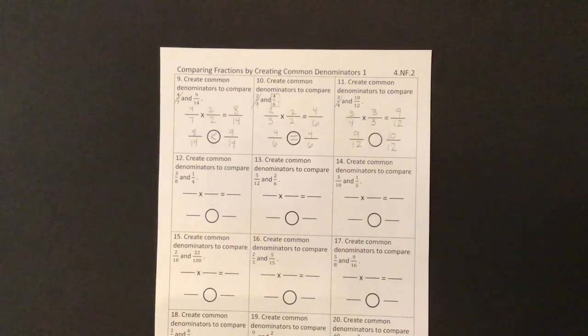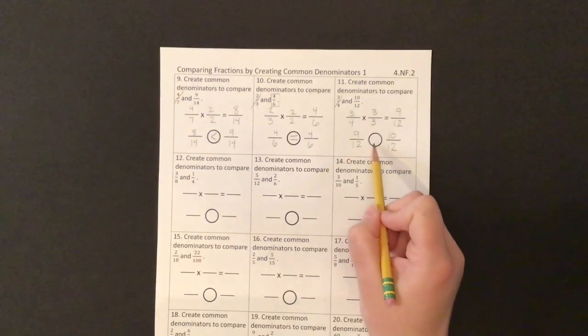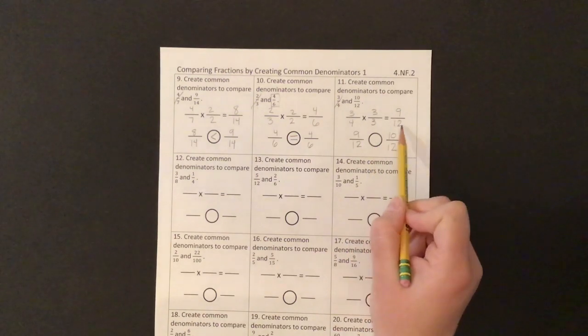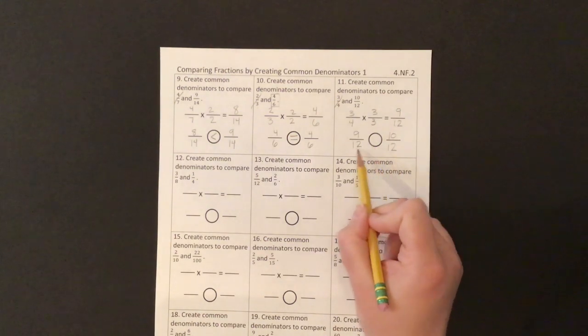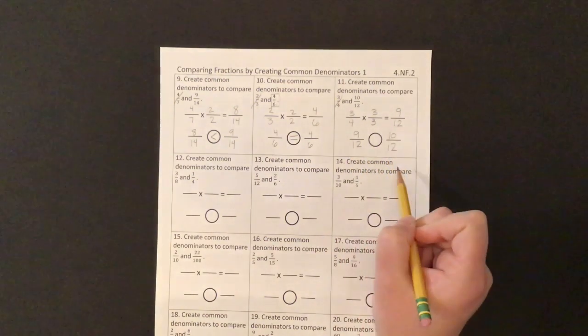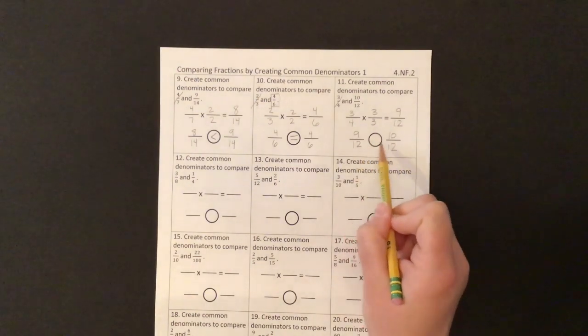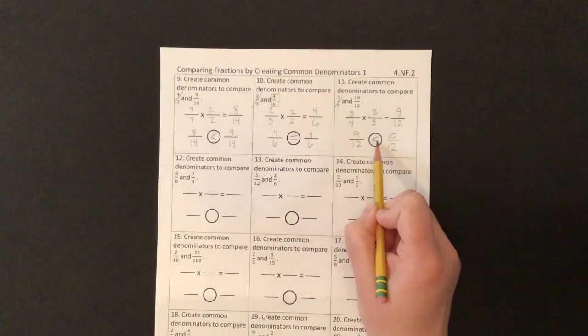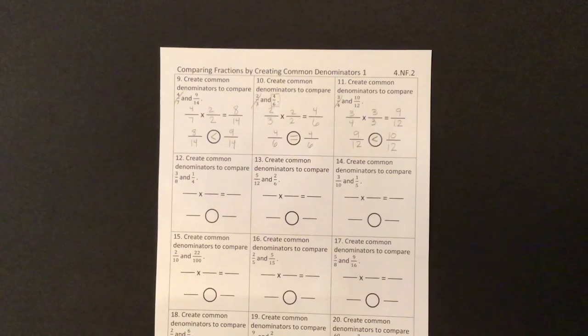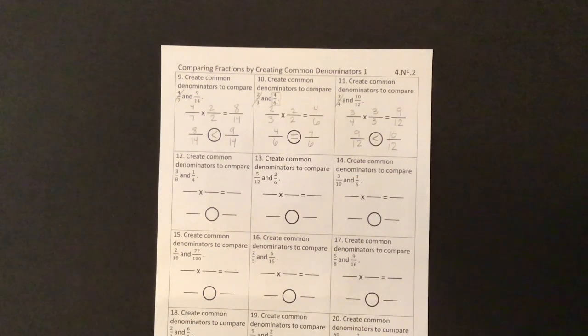And again, those are so close. By creating an equivalent fraction, though, we can see for sure which one is bigger. We know 9 pieces is less than 10 pieces. So 9/12 is less than 10/12. So that's our new strategy for comparing fractions that are really close to each other. Go ahead and finish out the rest of the page and check your answers with the answer key.